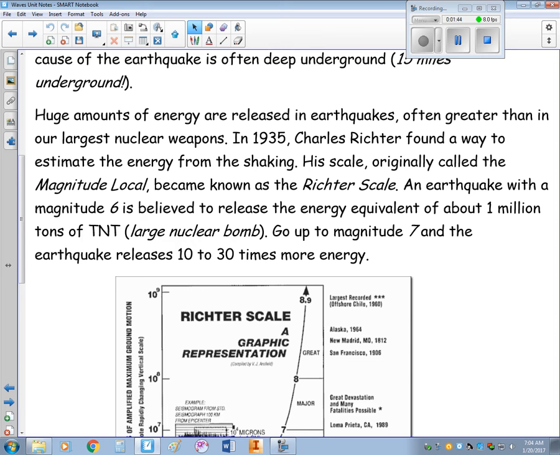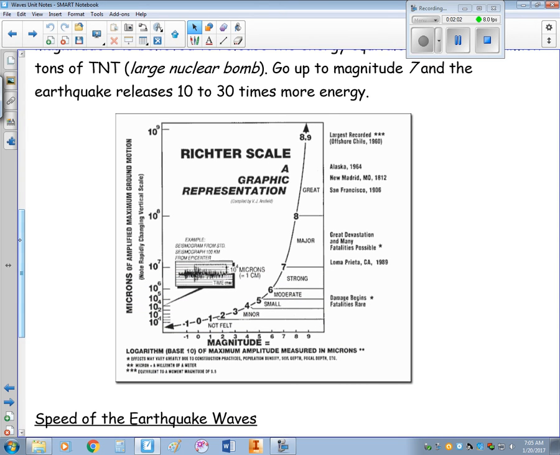An earthquake with a magnitude of 6 is believed to release the energy of about 1 million tons of TNT, like a large nuclear bomb. Go up to a magnitude 7, and the earthquake releases about 10 to 30 times more energy. And that's because the Richter scale is not a linear scale. It's more exponential.